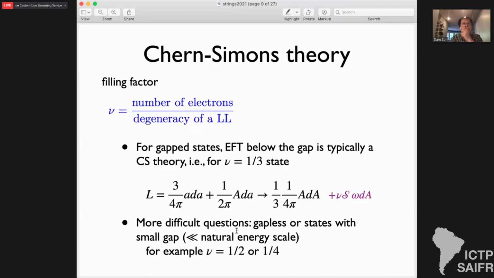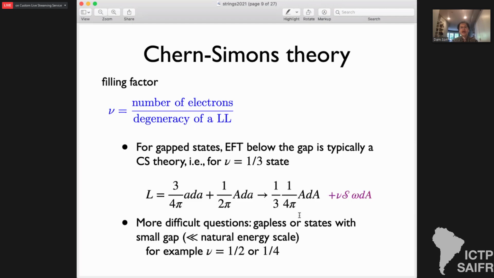So for gapped states, the effective field theory describing the physics below the energy gap typically is a Chern-Simons type theory. For example, in the most famous fractional quantum Hall state, nu equal 1/3, this Lagrangian is the Chern-Simons action of a dynamical gauge field little a that is coupled to an external gauge field capital A. So if we naively integrate out this small a field, we get the Chern-Simons term, AdA, where A is the external gauge field, with a fractional coefficient, and that describes, as one can check, the fractional value of the Hall conductivity.